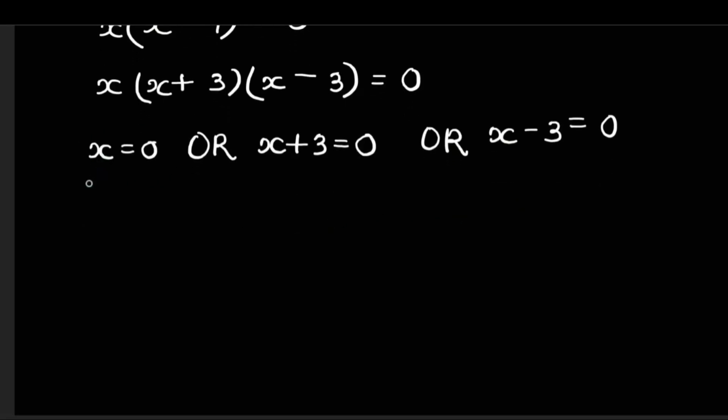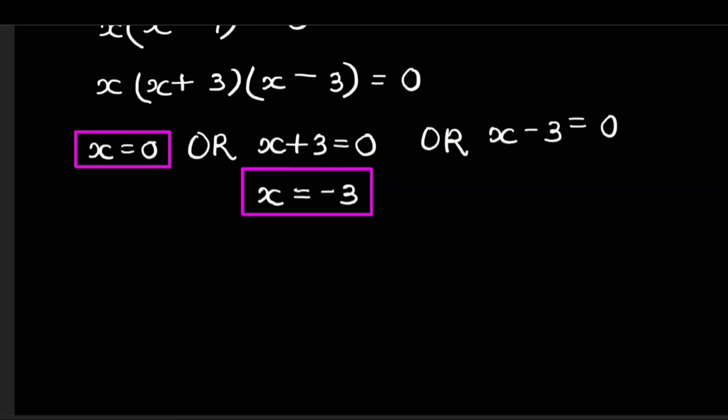Now, looking at the first part, we cannot further simplify this. So we see here that x is equal to 0. So that is one of our answers. But for the next equation, we can take the positive 3 over to the right-hand side. It becomes negative 3. So that is now an answer as well. And working with the last equation, x minus 3 is equal to 0. Let's take the minus 3 over to the right. It becomes positive 3. So we have x is equal to positive 3. Here is our three values.